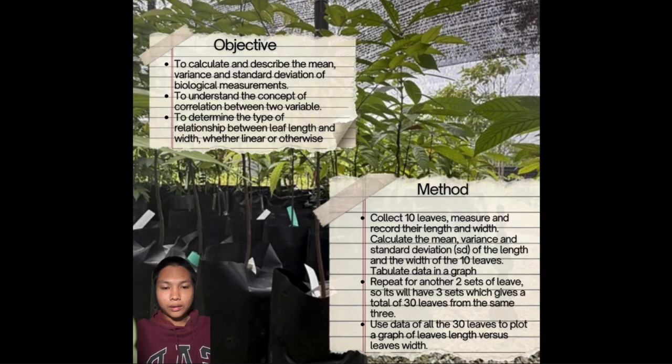After that is the method. First, collect 10 leaves, measure and record the length and width. Calculate the mean, variance and standard deviation (SD) of the length and the width of the 10 leaves. After that, tabulate the data in a graph. Then repeat for another 2 sets of leaves, so we have 3 sets, which gives us 30 leaves from the same tree. After that, use the data of all 30 leaves to plot a graph of leaf length versus leaf width.